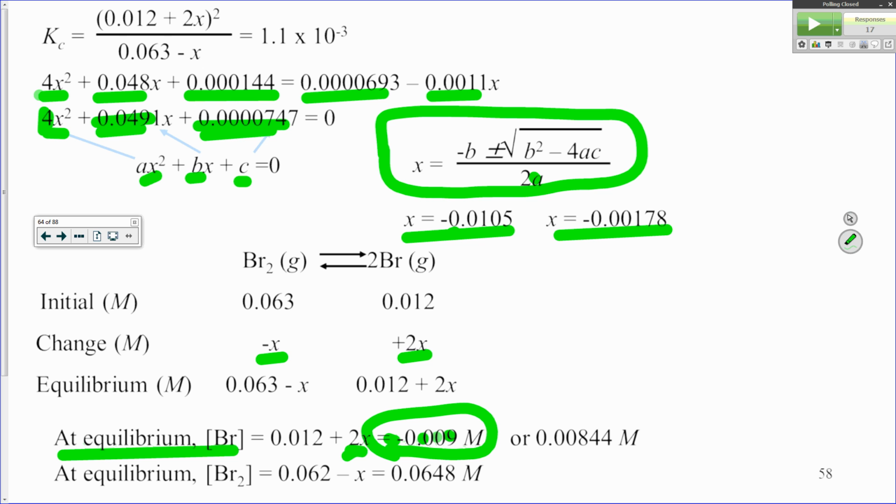So that tells me that this is not the real root. Now I use this one as my real root. This is the good one. When I do that, I find the equilibrium concentration, the 0.063 minus x, is 0.0648. That's a nasty problem to solve.